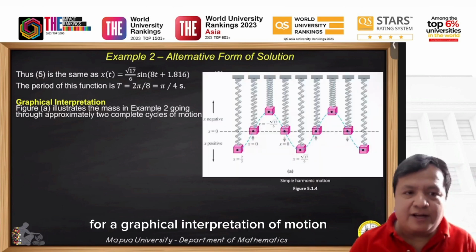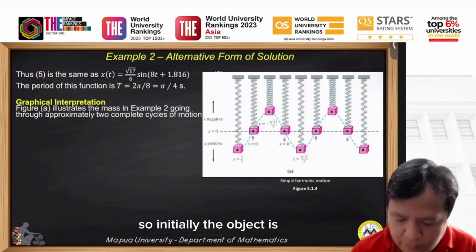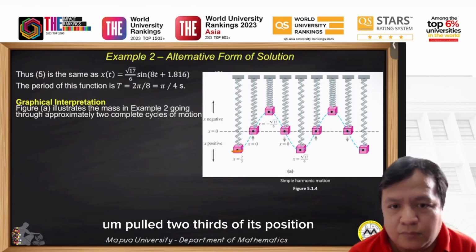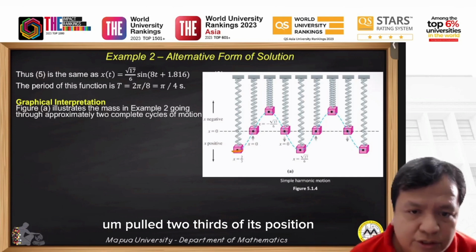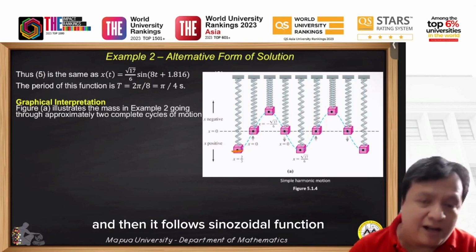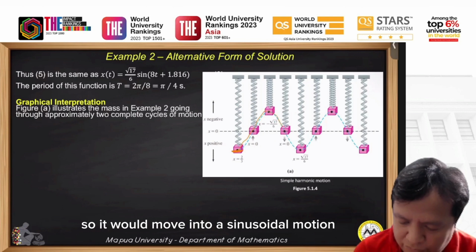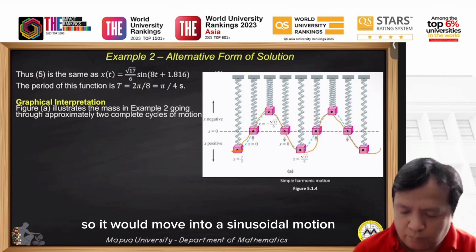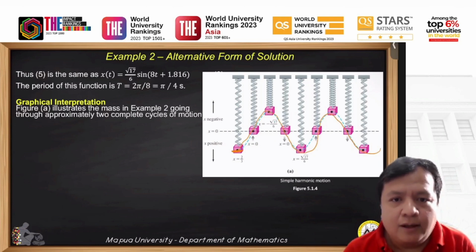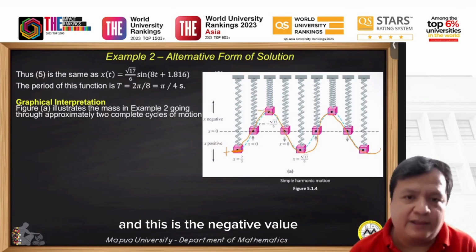For our graphical interpretation of motion, initially, the object is pulled two-thirds of a foot from its equilibrium position, and then it follows a sinusoidal function. So it would move in a sinusoidal form. Take note that this is the positive value and this is the negative value.